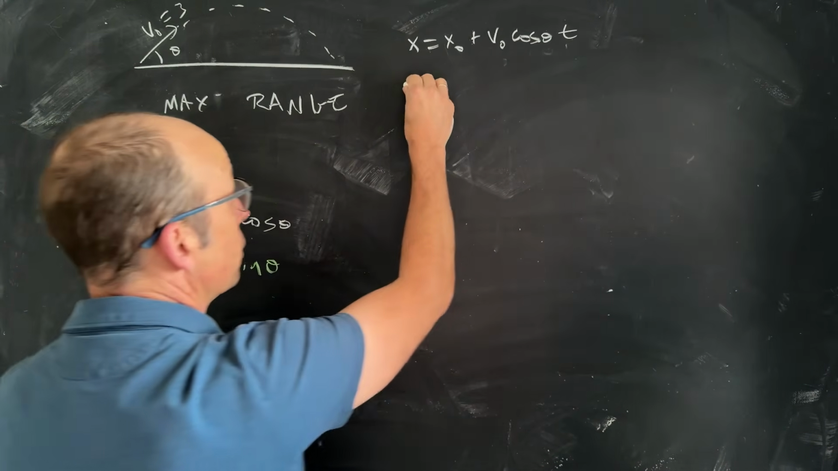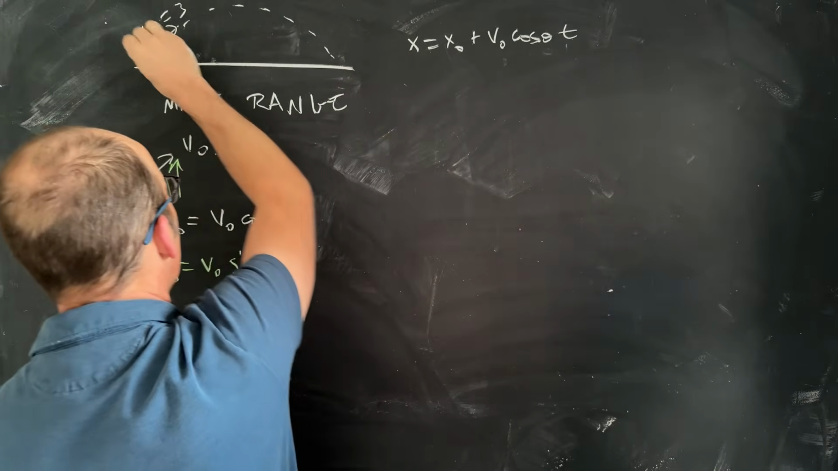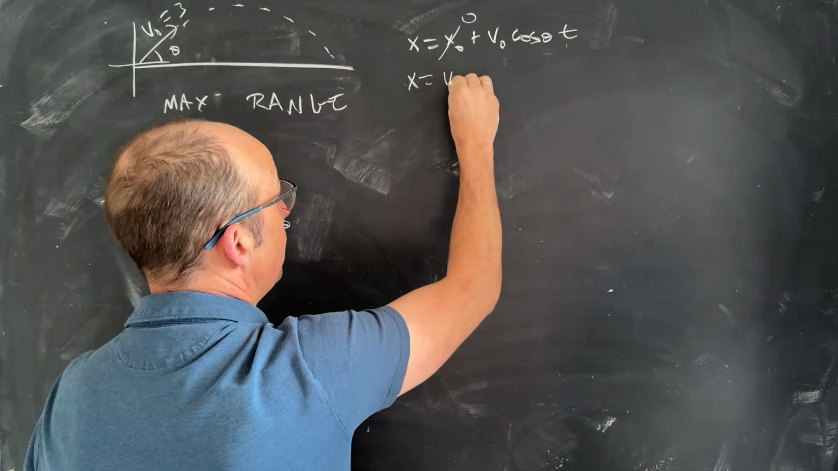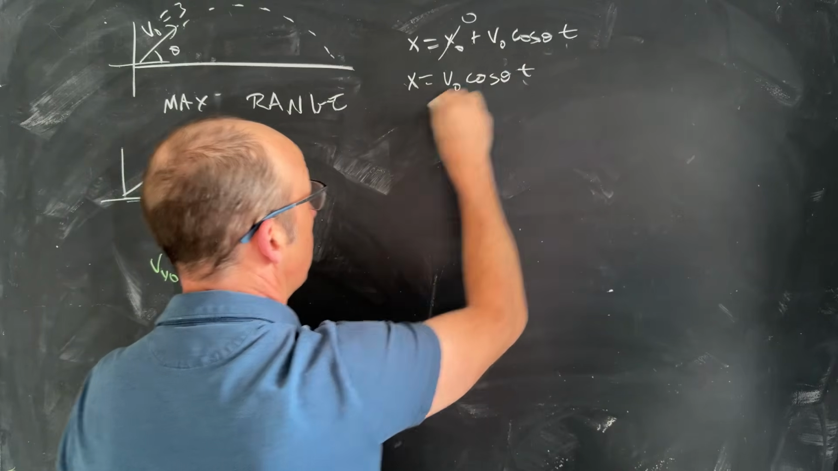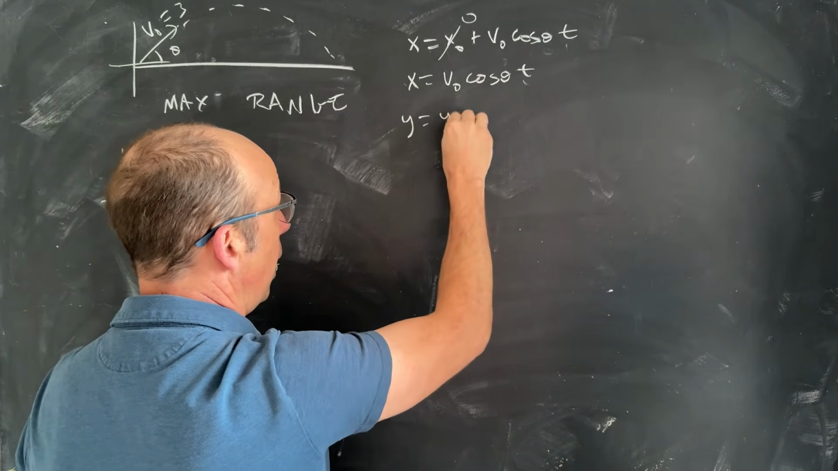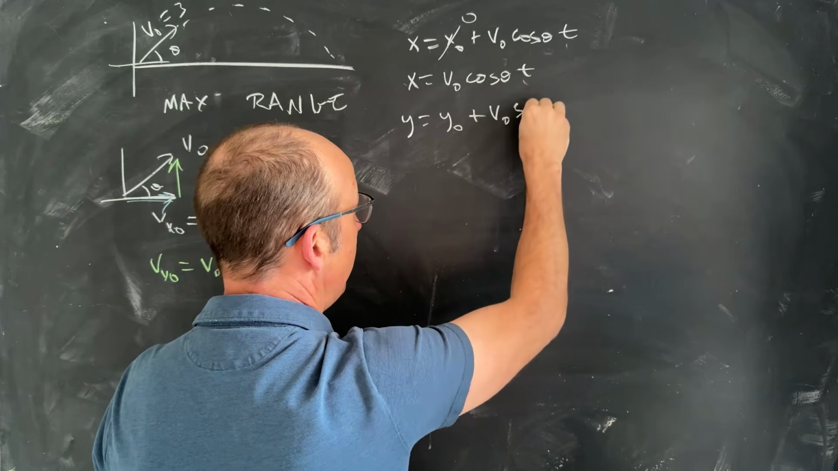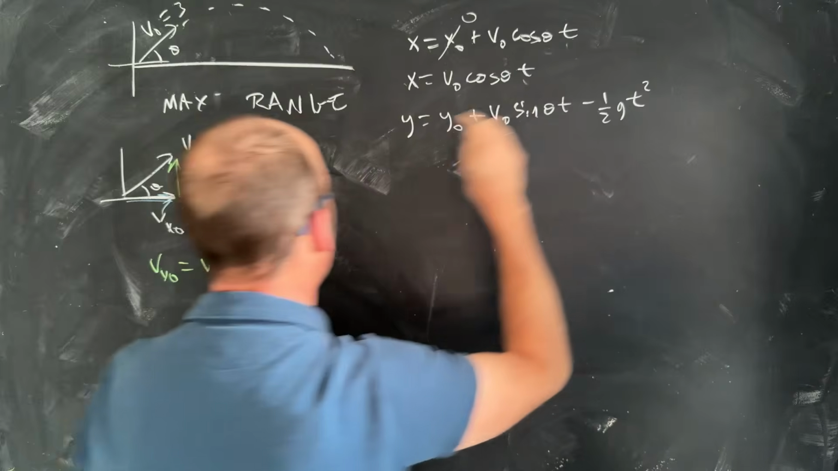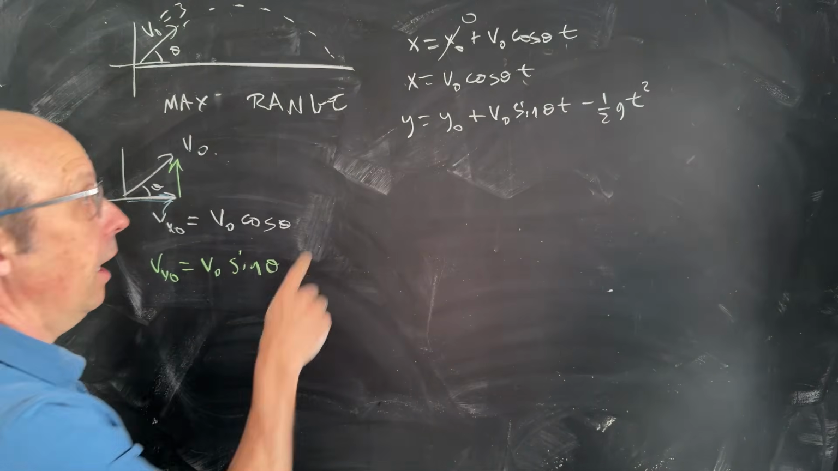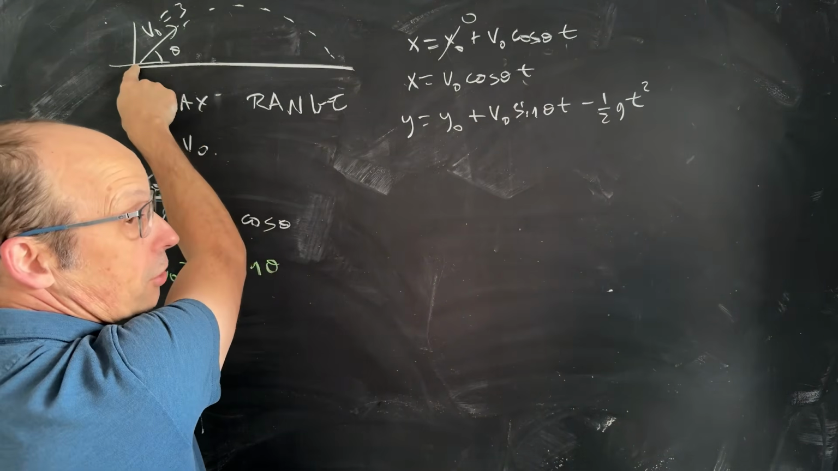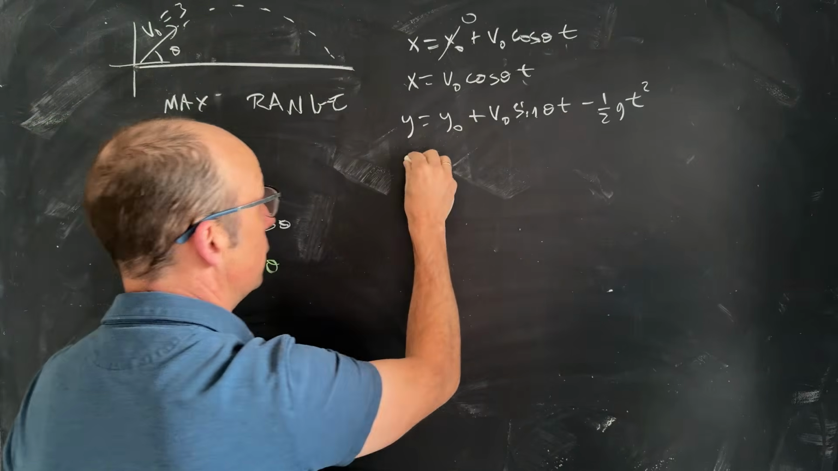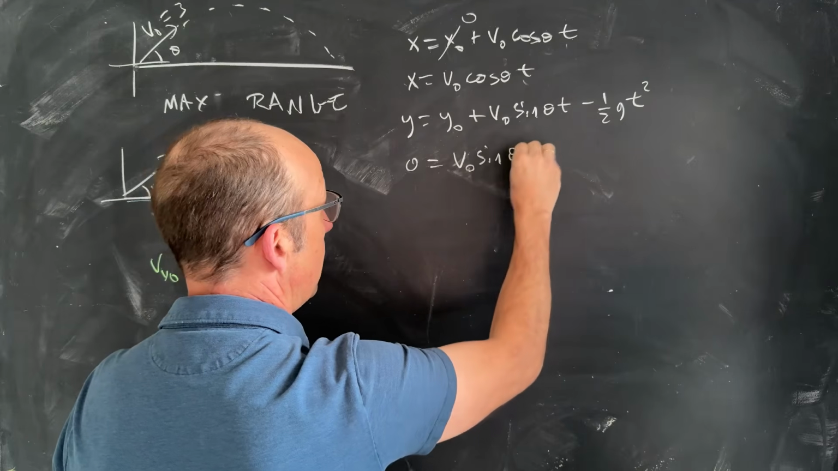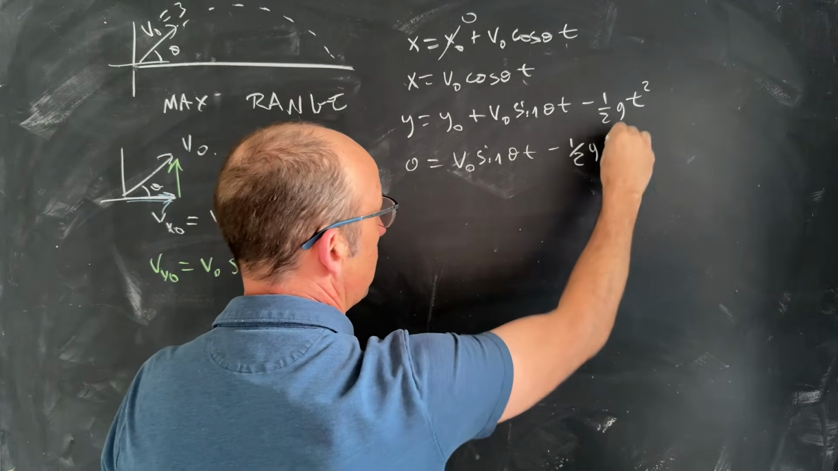In the y direction, I know that. And I also know, in this case, let's start at x equals 0. So x is v0 cosine theta t. The y motion, y0 plus v0 sine theta t minus 1/2 g t squared, because acceleration in the y direction is g. And in this case, I'm going to start at y equals 0. I'm going to end at y equals 0. So 0 equals v0 sine theta t minus 1/2 g t squared.